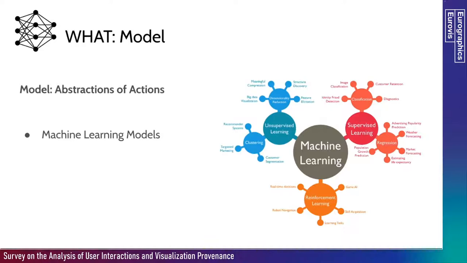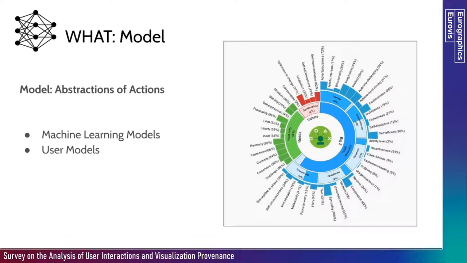The third type is model. For example, if a user's interaction results in the refinement of a machine learning model, the log can be the changes to the parameters of the machine learning model. In contrast, where the system wants to infer something about the user, for example, in a mixed-initiative system, then the logging would be the gradual learning of a user model.